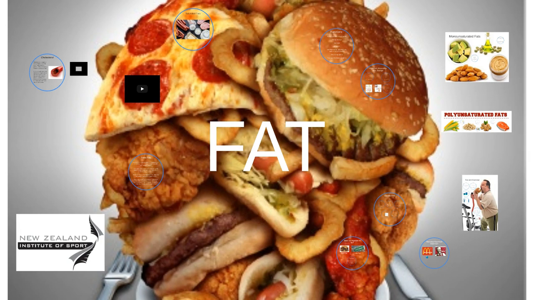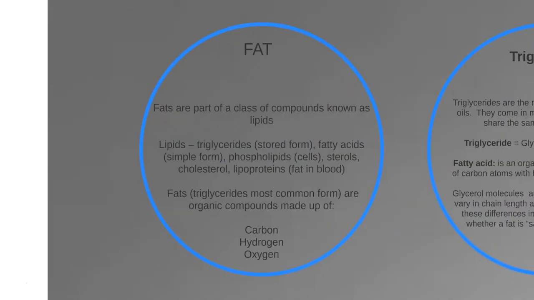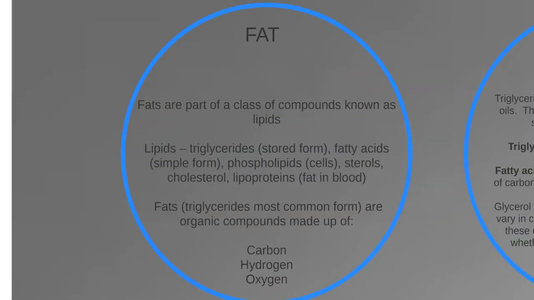This is the final in the macronutrient series, and it is of course fat, as you can see on the screen here. Through this lecture, we're going to be looking at the different types of fat that we can derive from food, what happens to it once it enters our body. We'll also look at the functions of fat within the body, and of course its relevance to exercise going forward. So, what is fat?